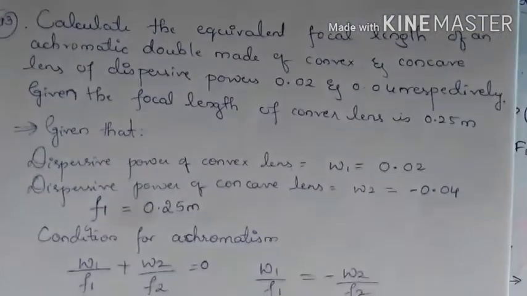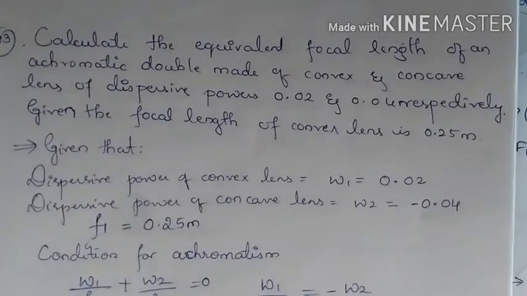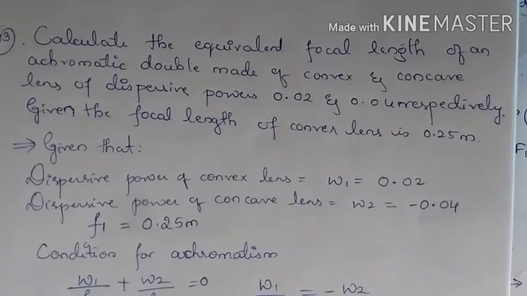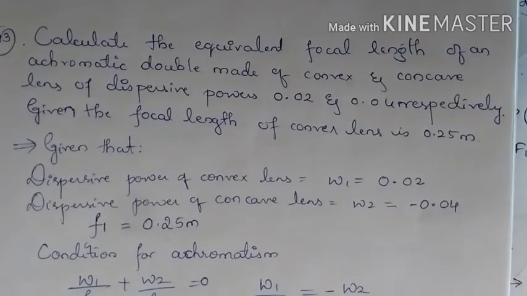So this is the question. The question says calculate the equivalent focal length of an achromatic double made of convex and concave lenses. Here we are using two different lenses, convex and concave, hence the dispersive power values will change. The dispersive power of the convex lens will be plus omega 1 and that of the concave lens will be minus omega 2. The focal length of the convex lens is given, that is 0.25 meters.